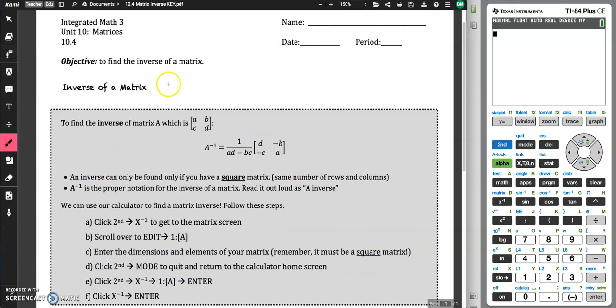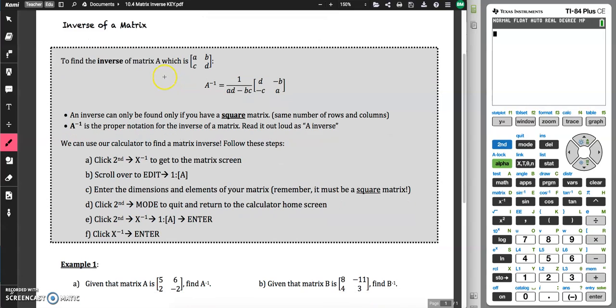A couple things first to find the inverse of the matrix. So inverse is kind of like reciprocal. This is a similar process. So if I have a number like 8, the reciprocal of that would be 1 over 8, because this can be 8 over 1. It's kind of like that idea, but it's a little bit more complicated when it comes to a matrix rather than just a regular number.